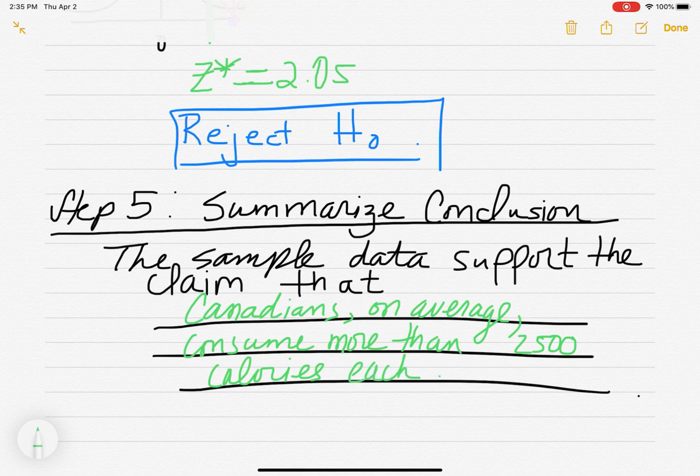Yep. Now that is a full hypothesis test. This one is actually right-tailed. It's a right-tailed Z hypothesis test.